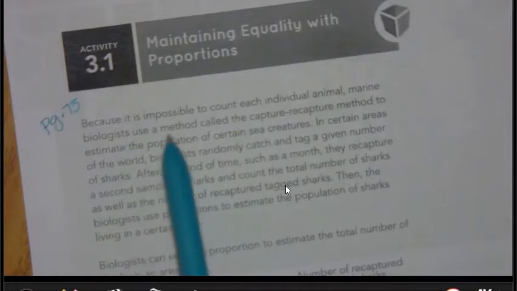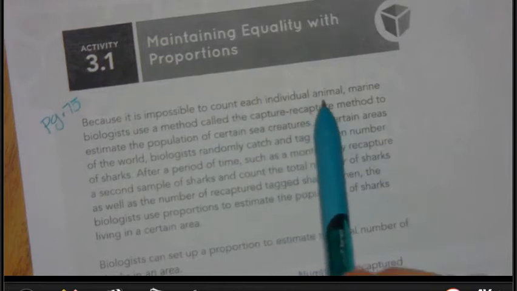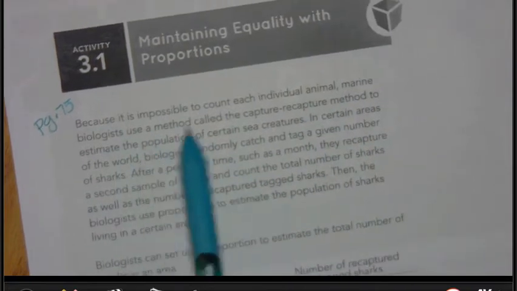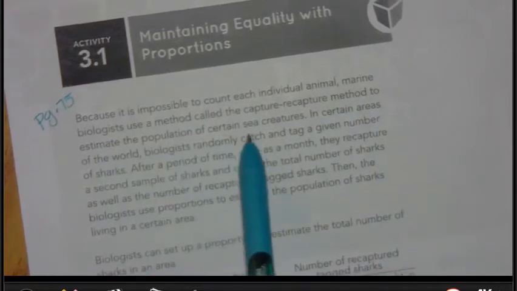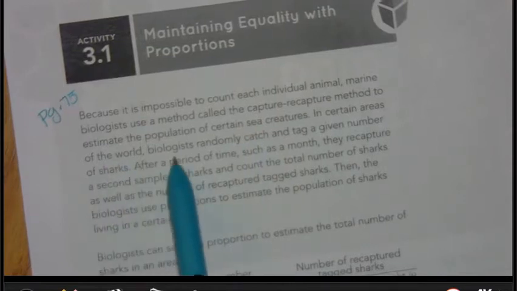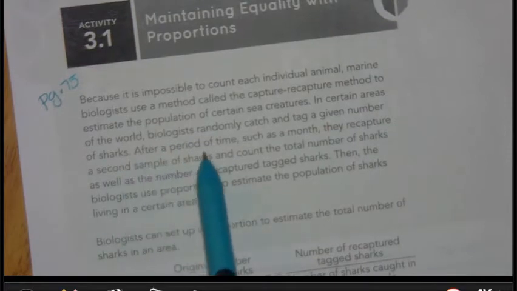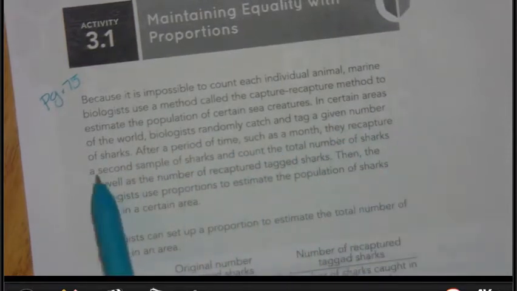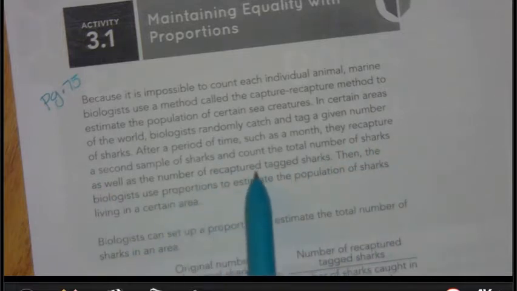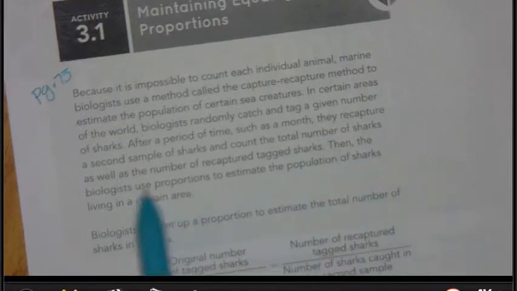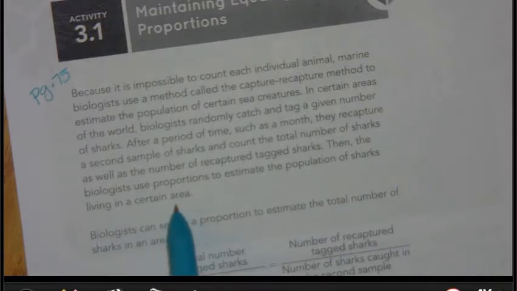Because it's impossible to count each individual animal, marine biologists use a method called the capture-recapture method to estimate the population of certain sea creatures. In certain areas of the world, biologists randomly catch and tag a given number of sharks. After a period of time, such as a month, they recapture a second sample of sharks and count the total number of sharks as well as the number of recaptured tagged sharks. Then the biologists use the proportion to estimate the population of sharks living in a certain area.